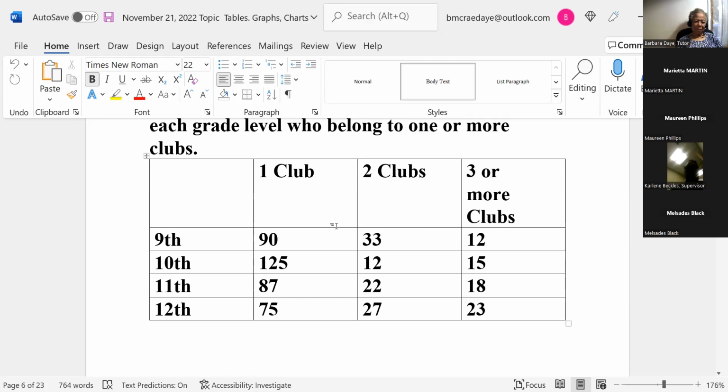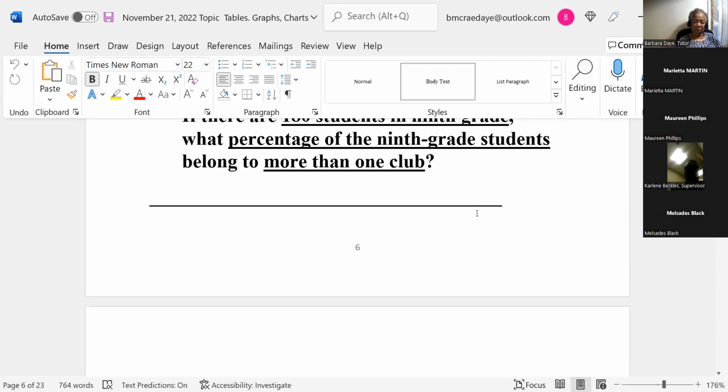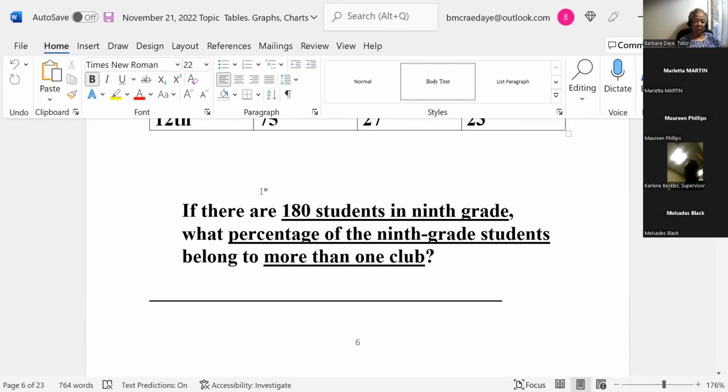12. Isn't 2 clubs more than one? Yeah. So what's the total number of students in ninth grade who are in more than one club? 33. And you're going to add the 12 too? Well, isn't that more than one? Yeah, and 2 is more than one. 3 or more is more than one. So what would you add, Maureen? The 33 and the 12. That's it. Very good. See, I knew you could solve it. So you'd add the 33 and the 12.